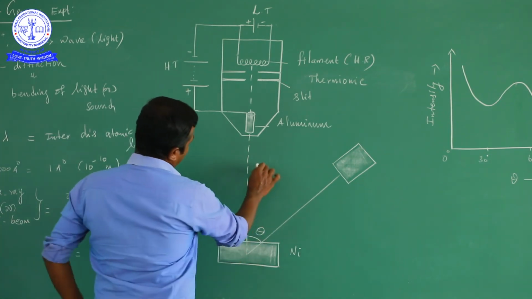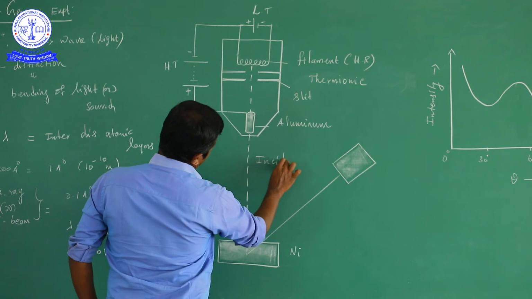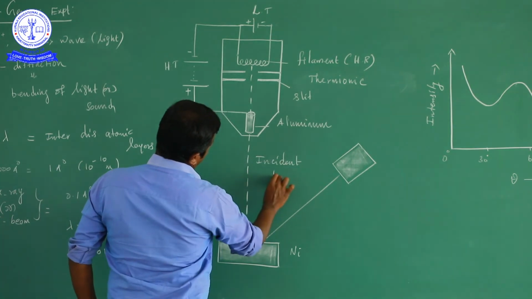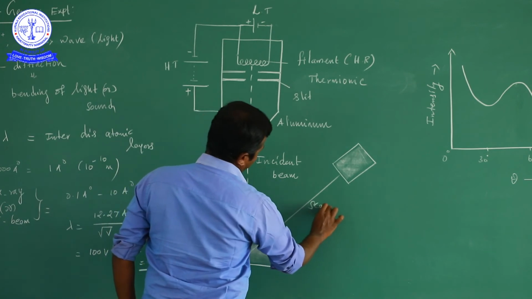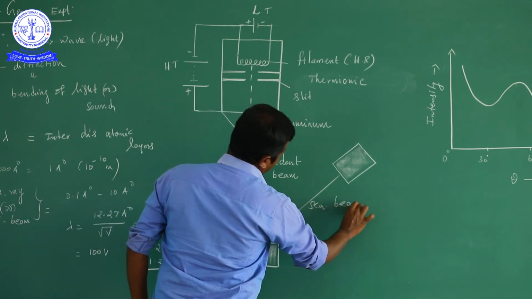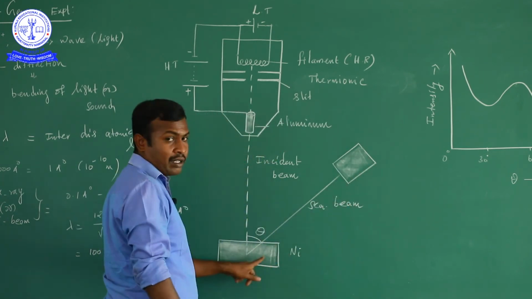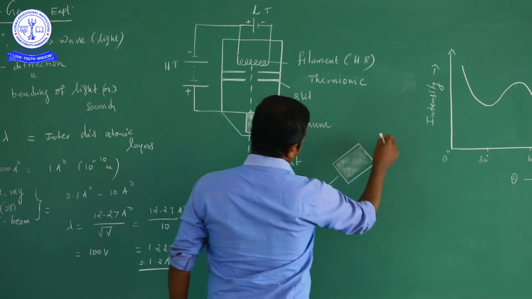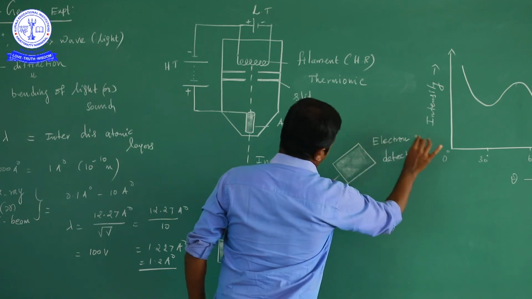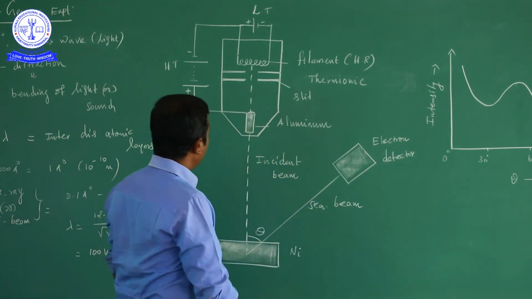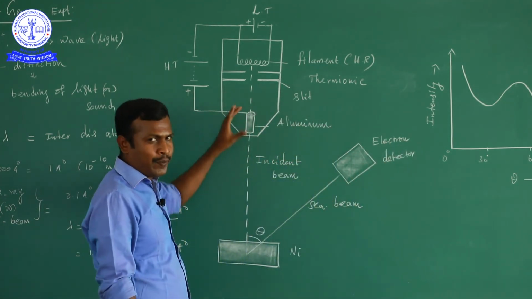This is the incident beam, which is nothing but a narrow beam of electrons. This is the scattered beam of electrons. This is the nickel crystal. This is the electron detector, which is movable. So this is the Davison-Germer experimental setup.